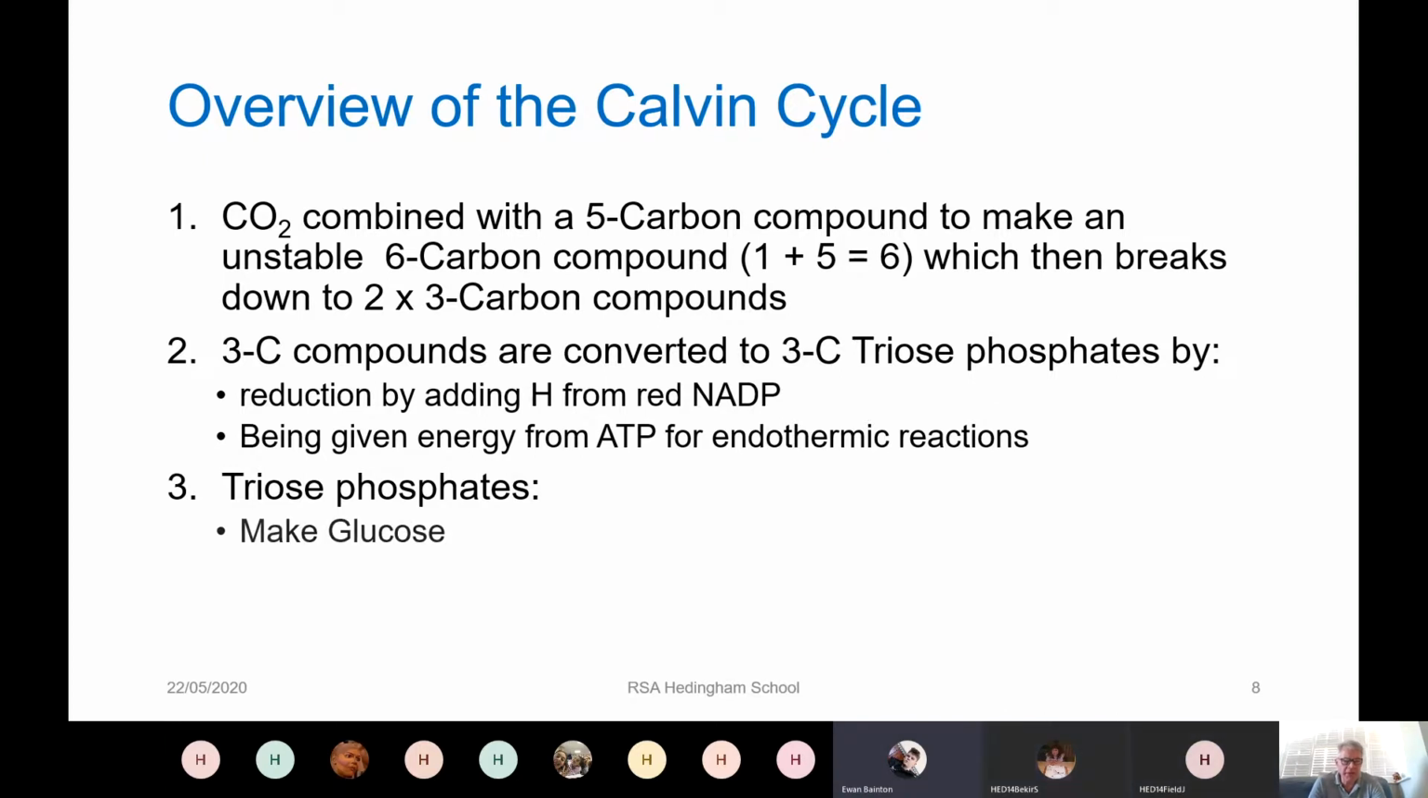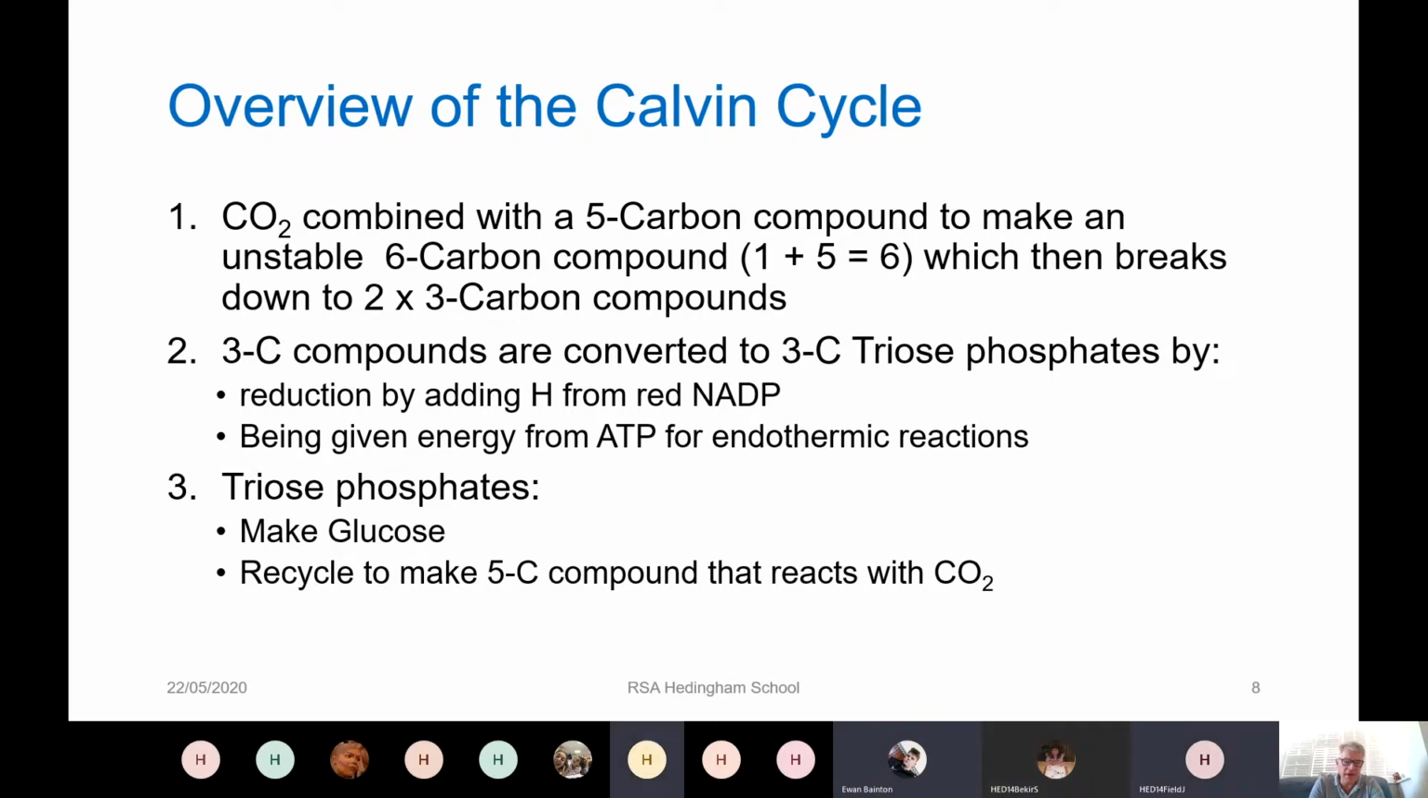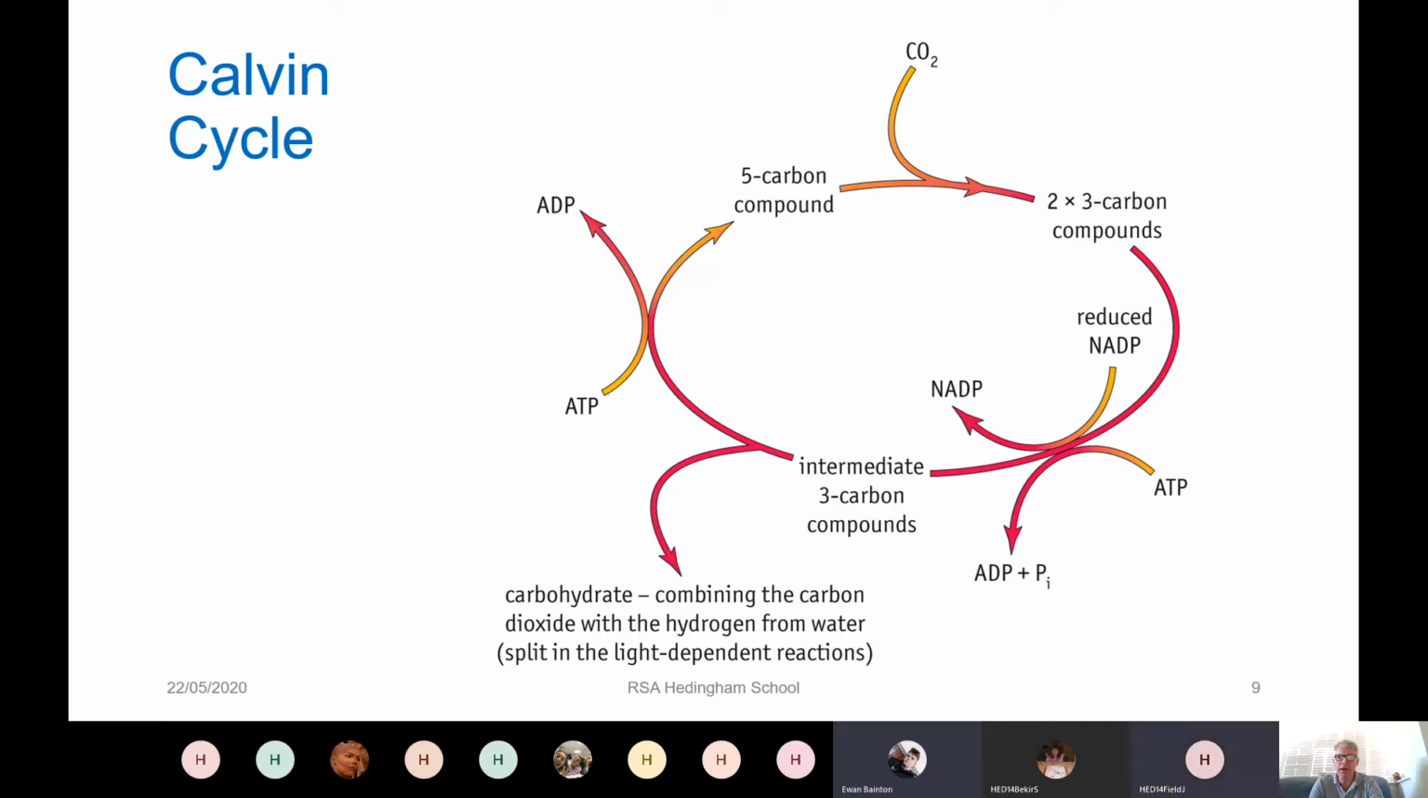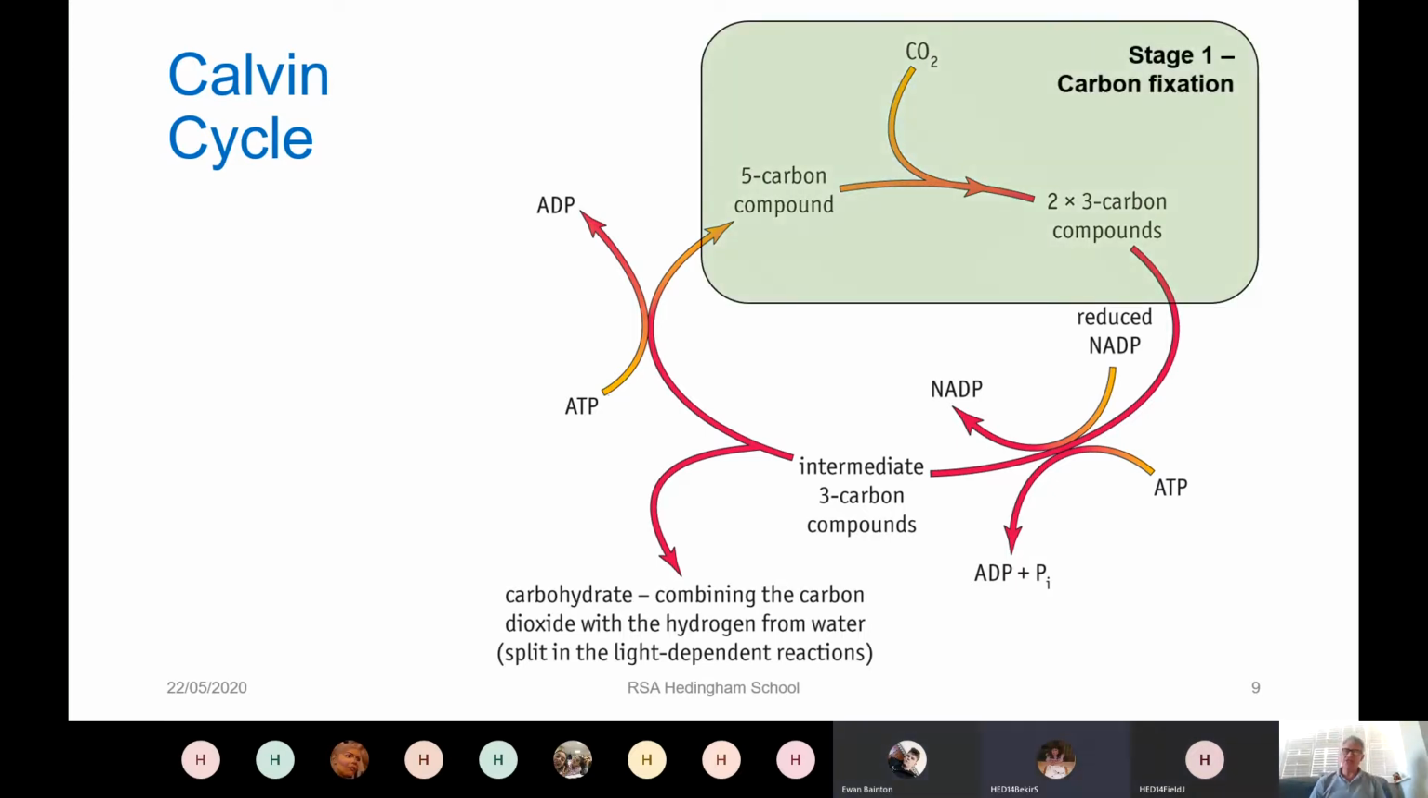Okay, so the triose phosphates then make glucose and are also recycled to make more of the RuBP. Okay, and that's it. So if we look at it, it's a bit easier to see graphically, I think. Again, this is taken from the book, and I've broken it down into 3 stages.